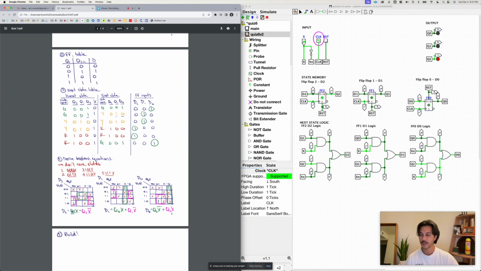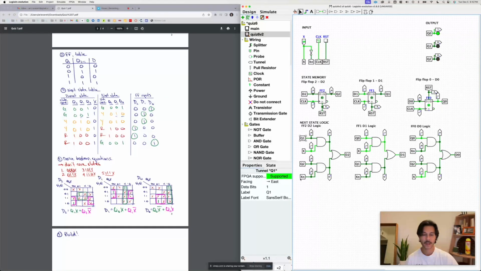So D2 is Q1 and X or Q2 and X naught. So you can see here, Q1 ANDed with X, and then Q2 ANDed with X naught, and then the OR outputs the D2. This tunnels D2 input to the flip-flop, our clock to keep us in sync, a reset, and the Q2 tunnels out to Q2 here. This is repeated for the other flip-flops, and this is my final build out.